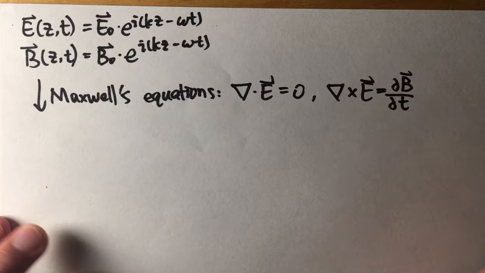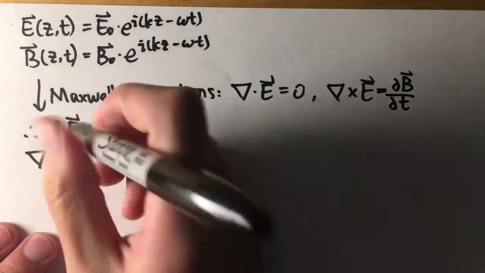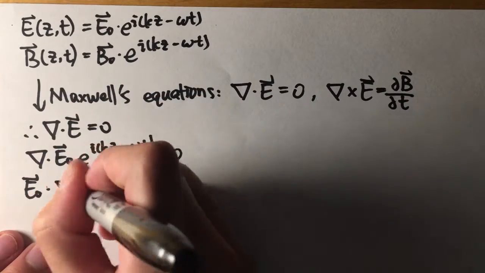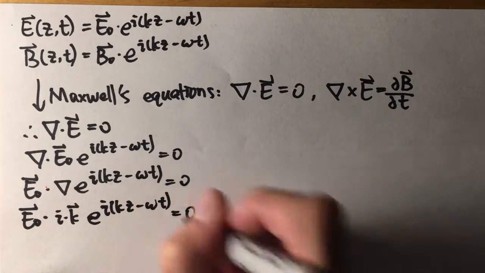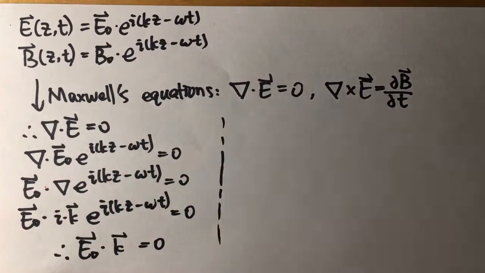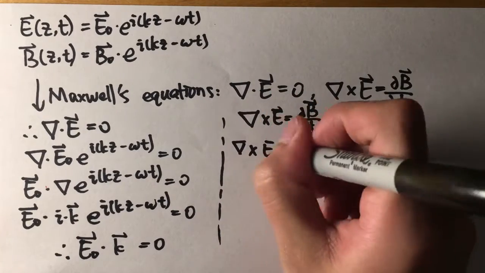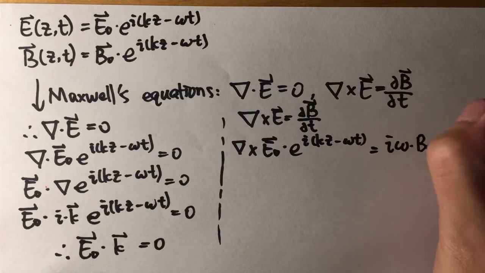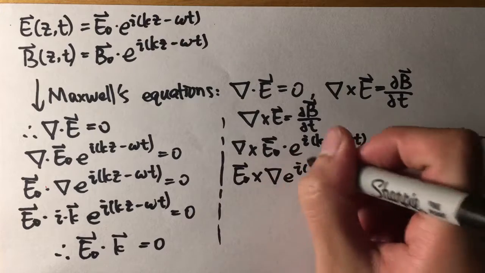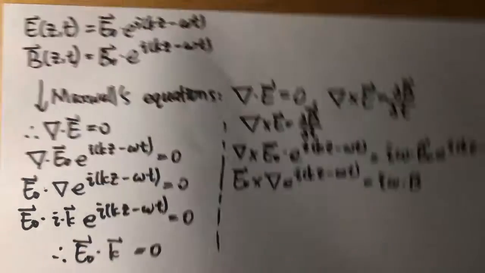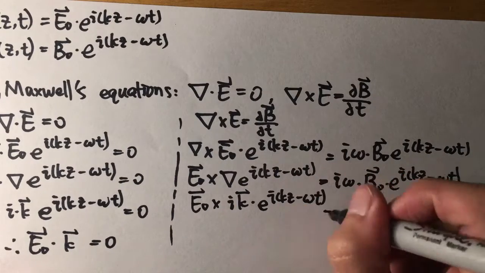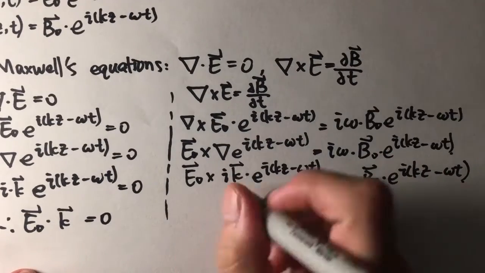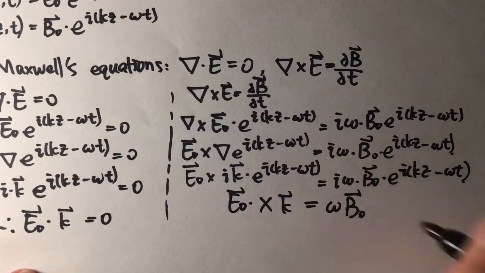We also know that our solution to the wave equations needs to satisfy Maxwell's laws. Here, we'll take the electric field as an example. We know that from Maxwell's laws, the divergence of E field equals 0, and the curl of E field equals the negative time derivative of B. So after we plug in our solution to these equations, we can get that E0 dot k equals 0, and k cross E0 equals omega times B0.